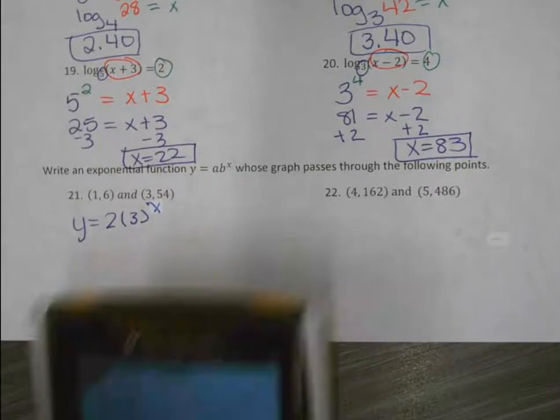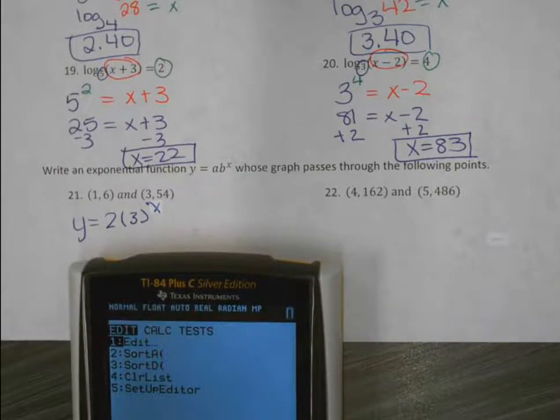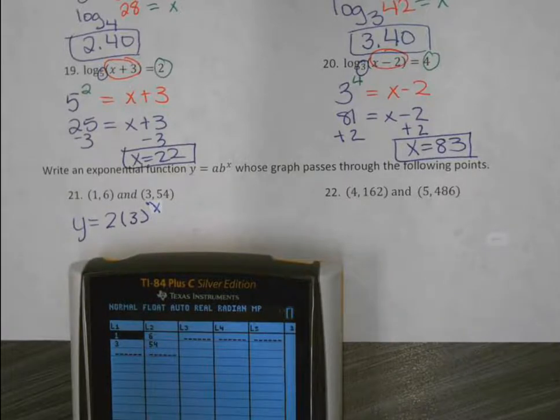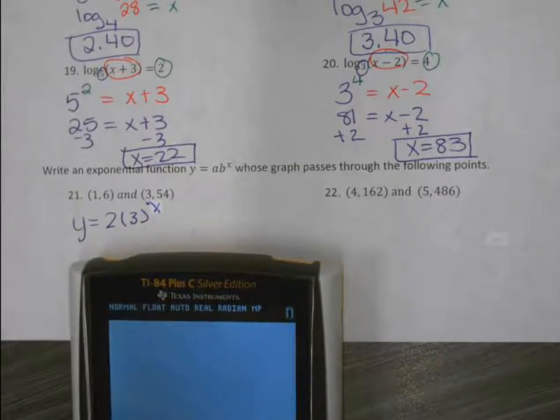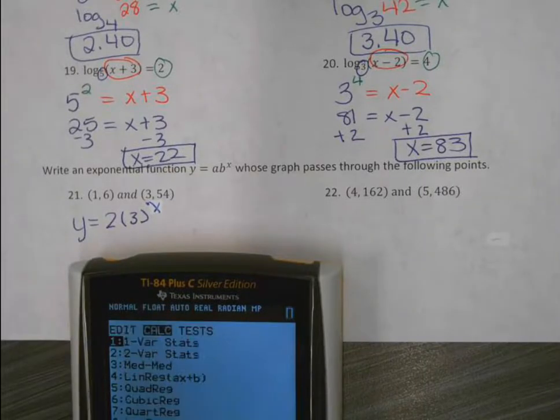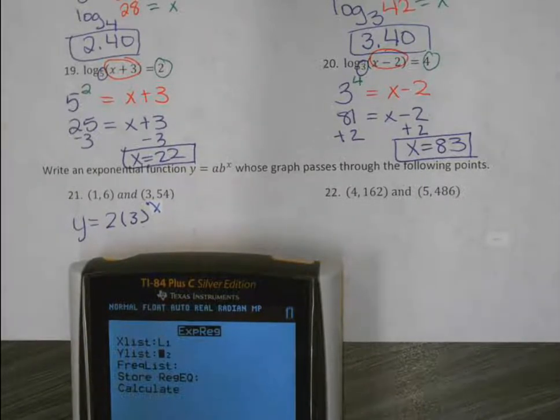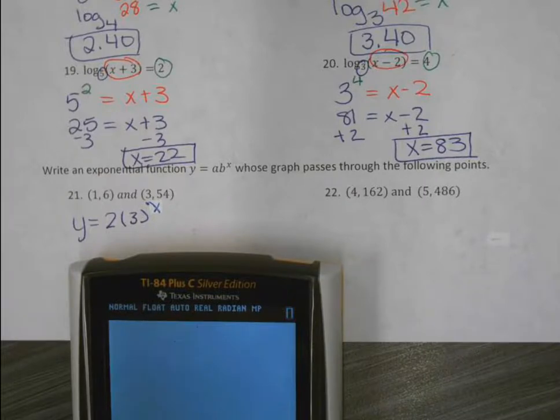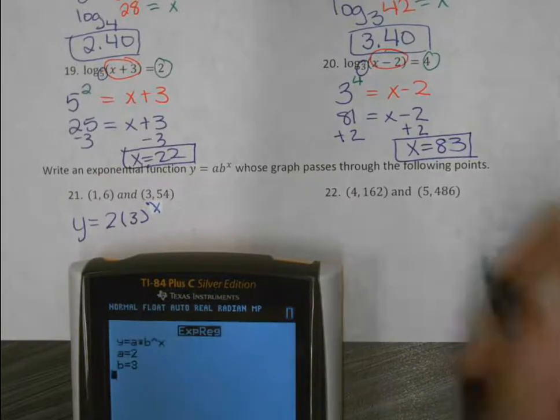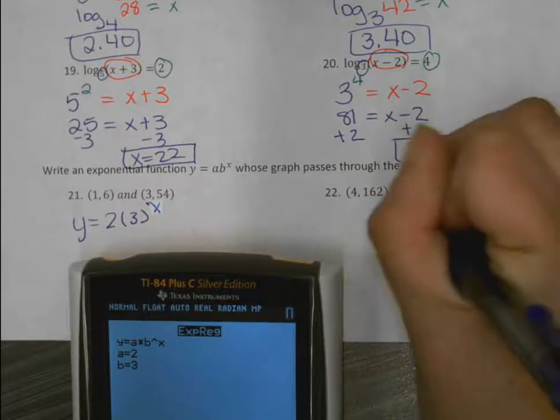I go to stat, and then I go to edit. This time I want my L1 to be 4 and 5, and my L2 to be 162 and 486. I go second mode, I go stat, I go to calc, I press 0, I go down to calculate. Yep.